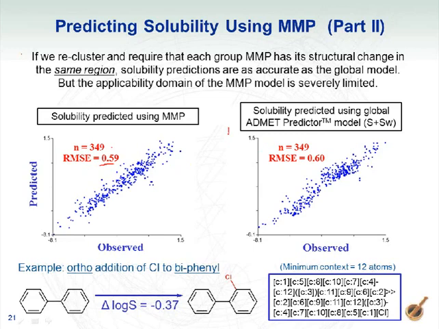We can compare that to the predictions from ADMET Predictor, where it's 0.60 from that global model. So we're definitely on par. So increasing the context increases the predictive accuracy, but the applicability domain is severely limited.